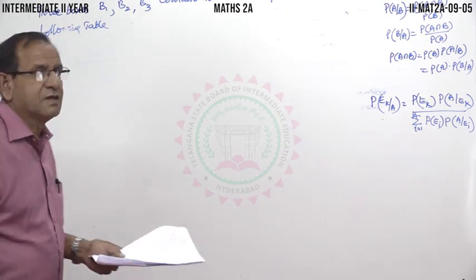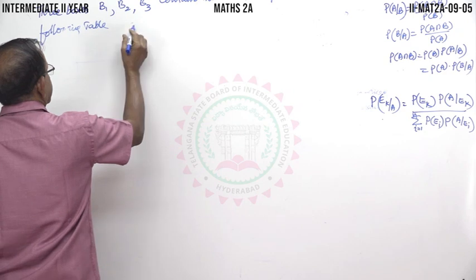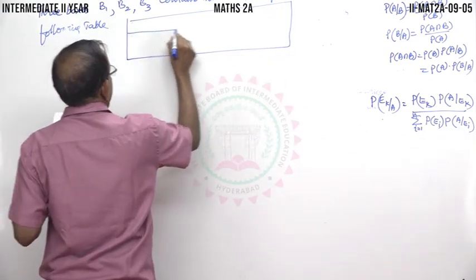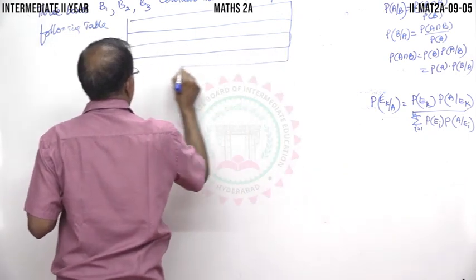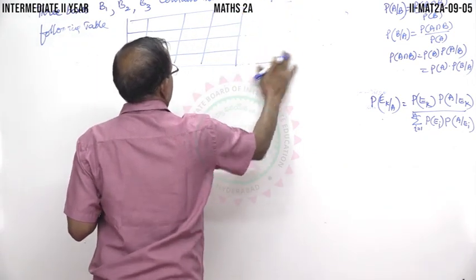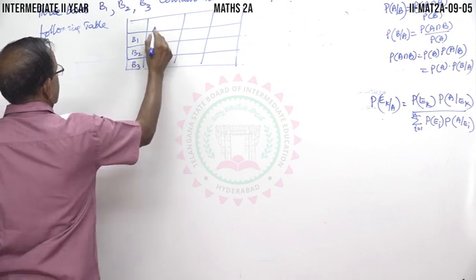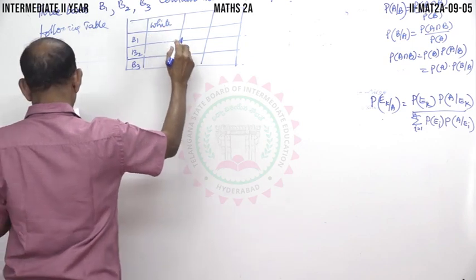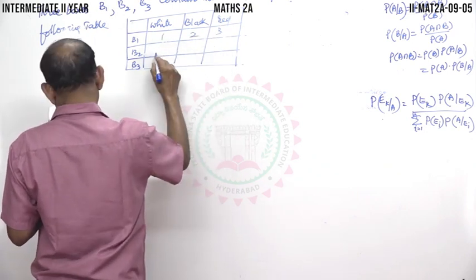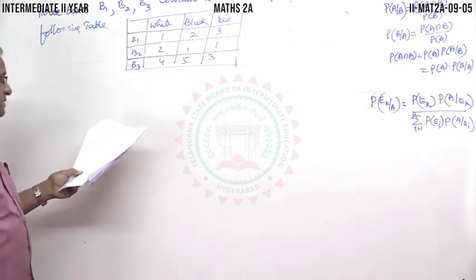I'll explain one more sum. 3 boxes, again B1, B2, B3, are having the balls as per the table. This is B1. Here also 3 boxes. This is white, black, red. 1, 2, 3. 2, 1, 1. 4, 5, 3. The balls are like this.